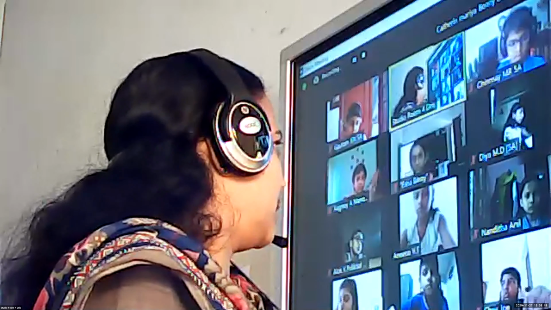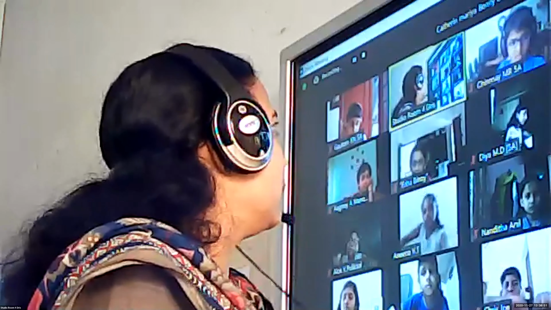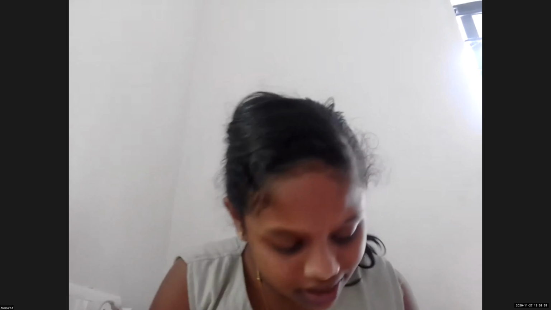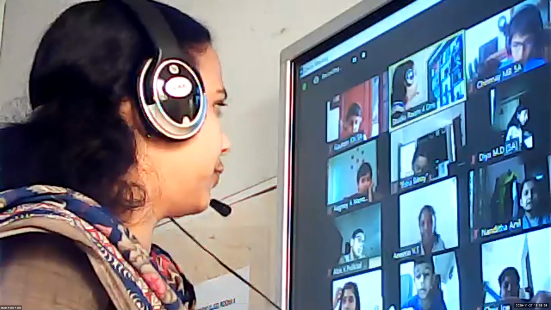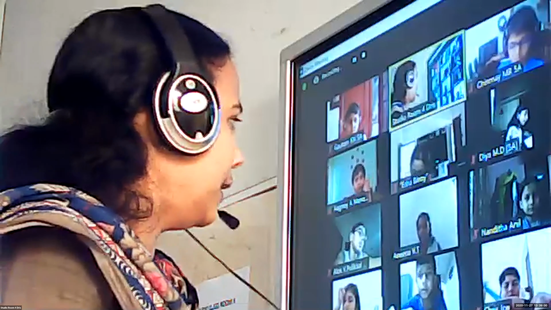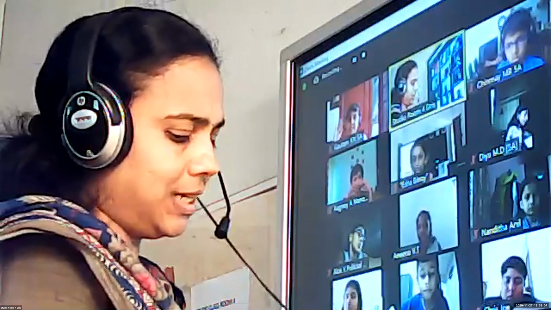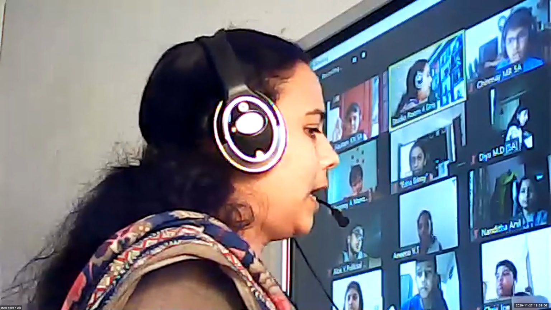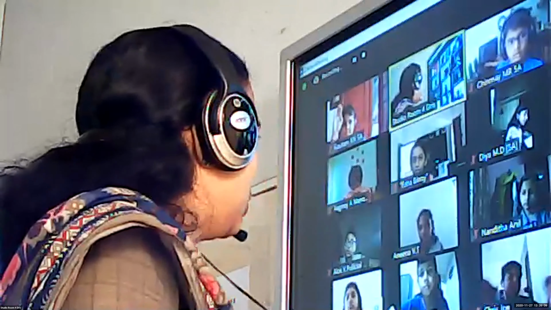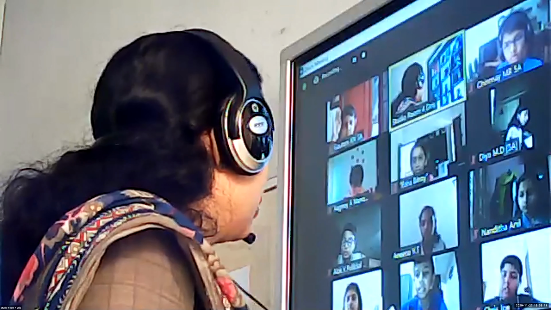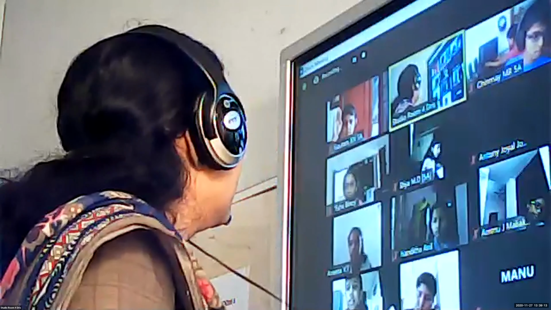Question number 13. Subtract 2 by 6 from 2 by 3. So what are the denominators here? 6 and 3. So they are different. That means they are unlike fractions. So we have to make like fractions. One denominator is 6 and another is 3. By multiplying by which number will you get 6? You have to multiply 3 by 2.